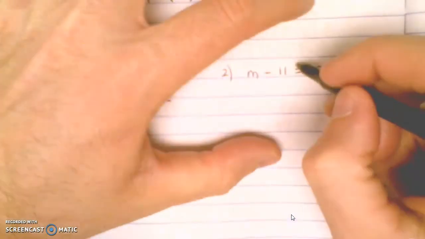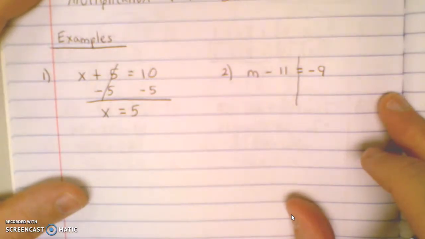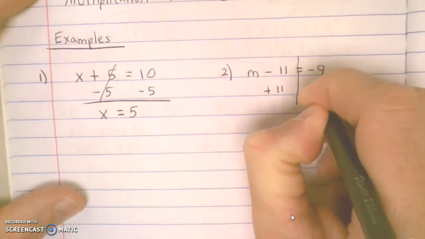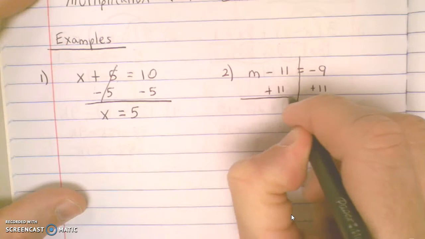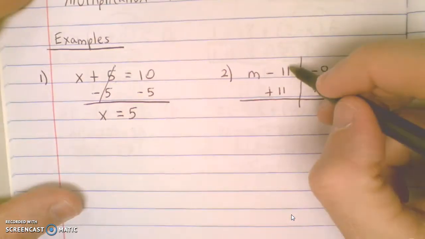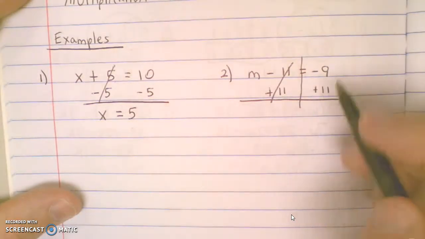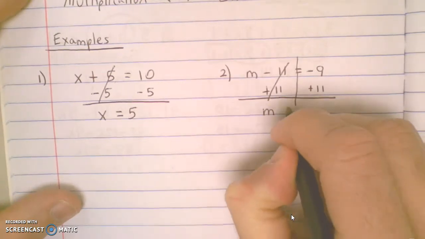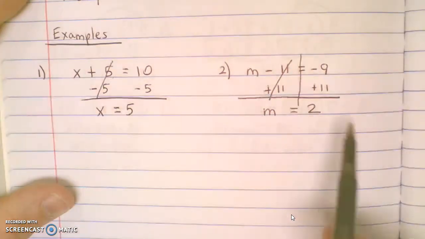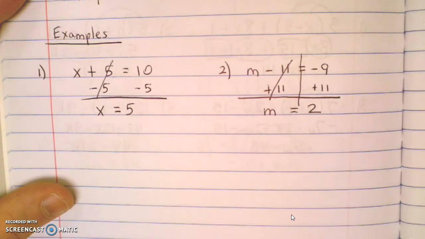If it helps, some people like to draw a little wall separating the two sides of the equal sign. So if I add 11 on this side, I have to add 11 on the other side of the equal sign. Again, negative 11 plus 11, those cancel out. That's the whole point. Negative 9 plus 11 gives me positive 2. And if I check this, if I plug in 2, 2 minus 11 does give me negative 9. So that's a good answer.